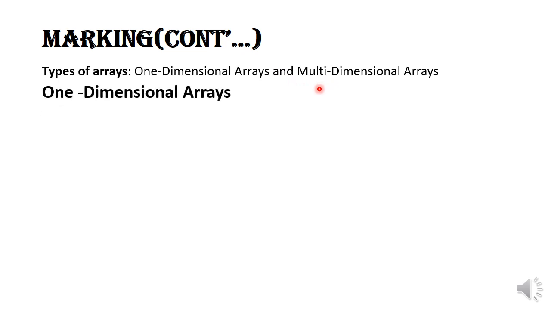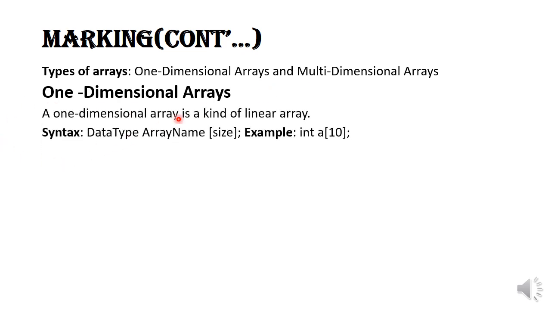So, one-dimensional arrays. A one-dimensional array is a kind of linear array. As we have said, a linear data structure is a data structure whose elements can be sequentially accessed. And also, an array is a group of similar elements which are stored in contiguous memory locations. So, a one-dimensional array is a linear array.